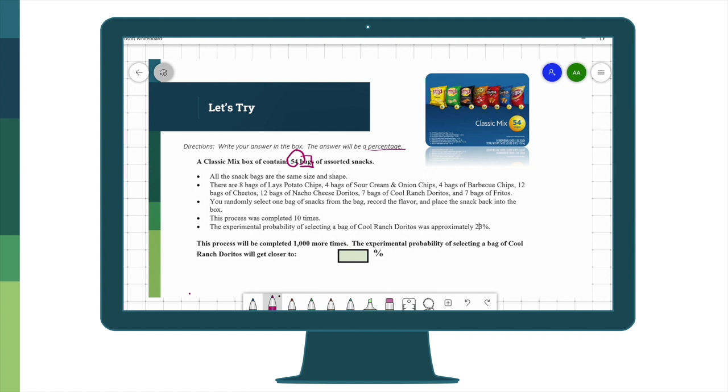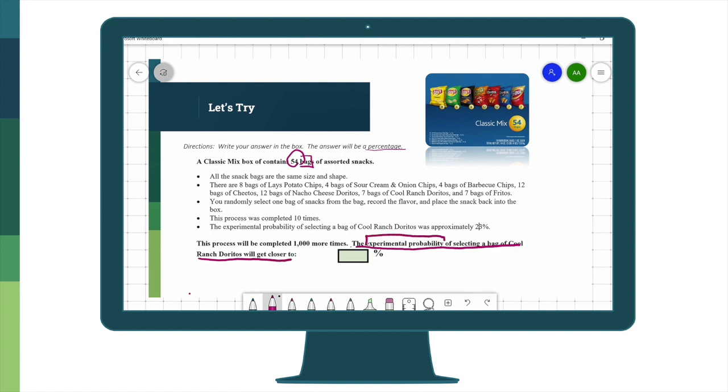So this is with replacement because you're putting it back. This process was completed 10 times. The experimental probability of selecting a bag of Cool Ranch Doritos was approximately 23%. This process will be completed 1,000 more times. The experimental probability of selecting a bag of Cool Ranch Doritos will get closer to what number? And again, this would be as a percent.